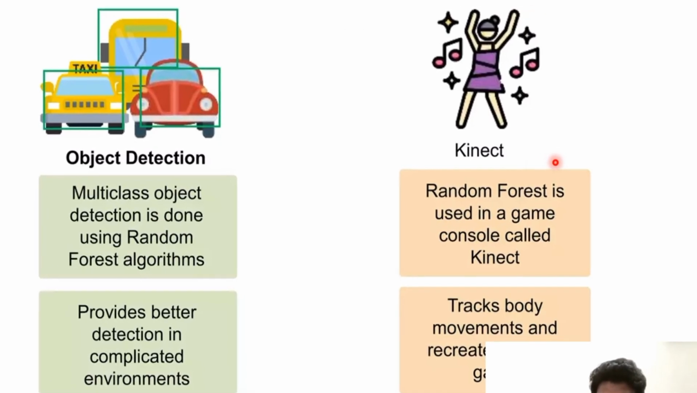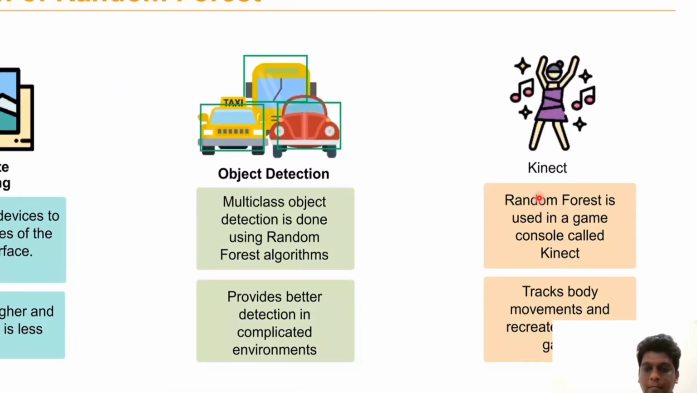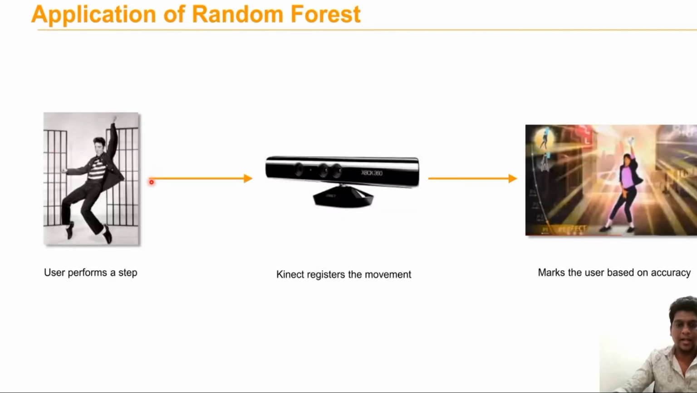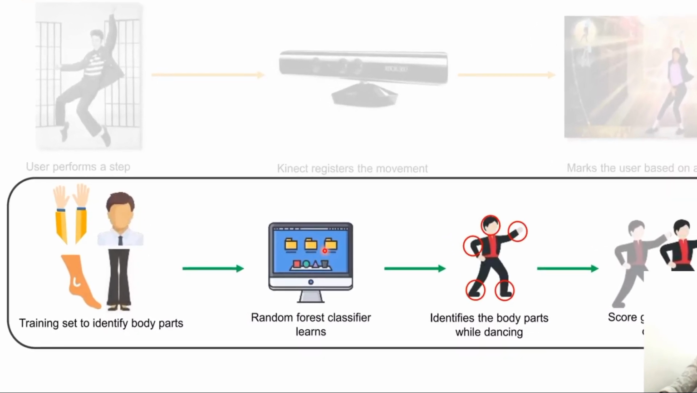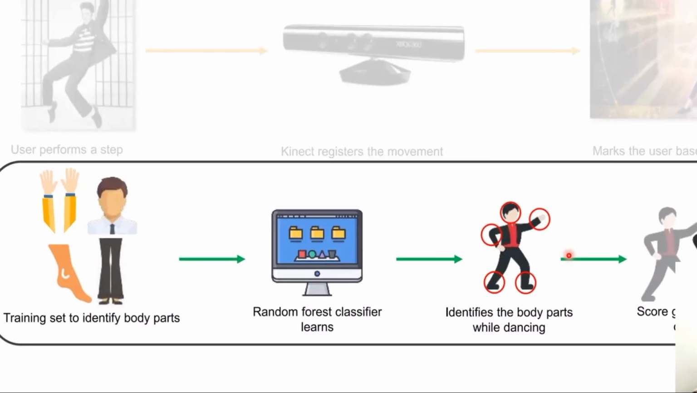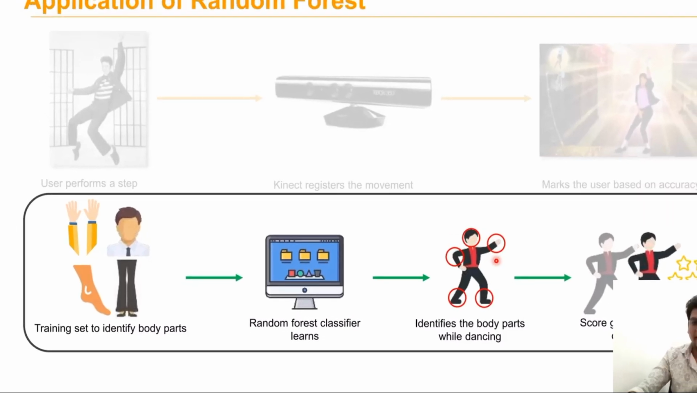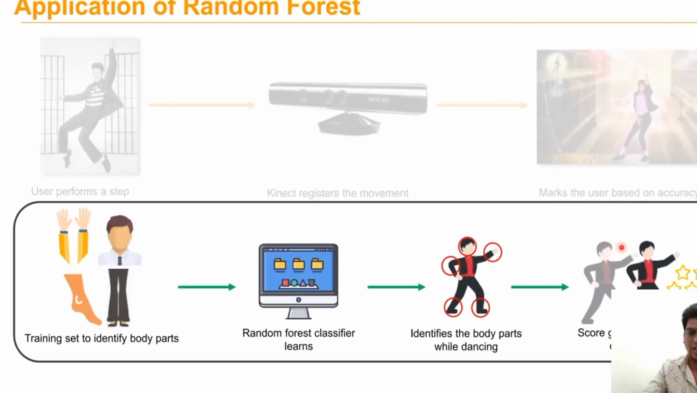The third one is the Kinect method. Actually this is a game console. Here they can track body movements and recreate the same thing. A user performs a particular step, that movement is registered, and based on these movements we train the model. To identify the body parts, first we train on the data set, then the machine learns from the data, and the body parts that are moving during dancing are identified. After identifying the body parts, we can implement that with high accuracy.